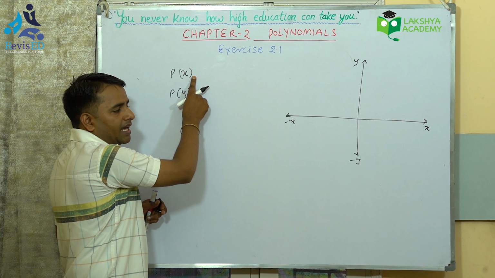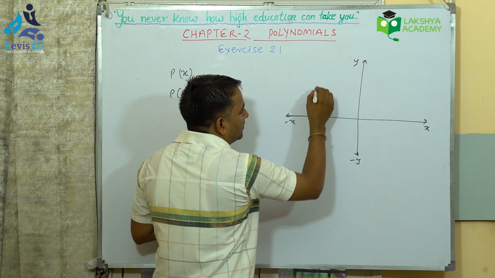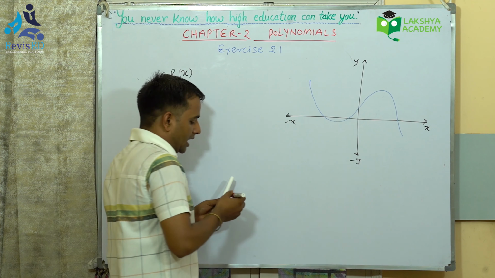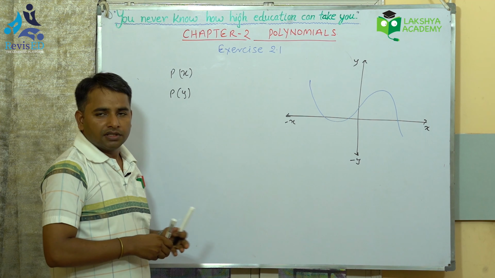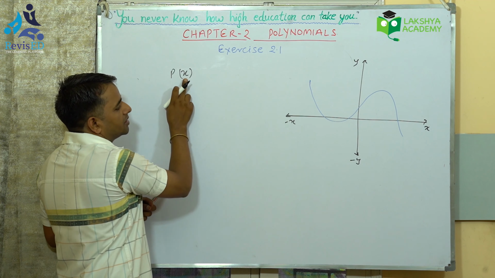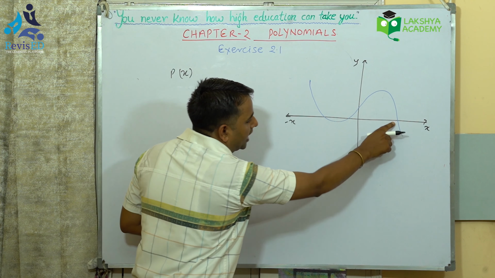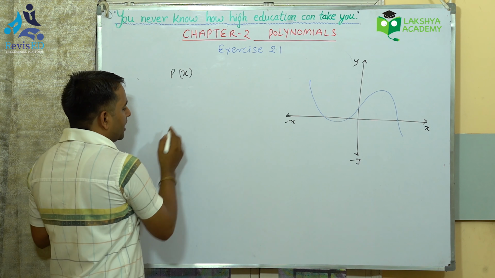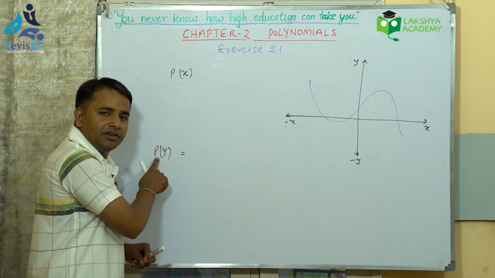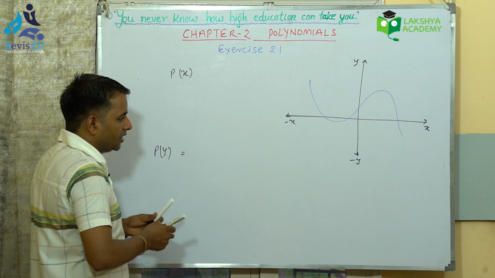If I say p(x), it means a polynomial that is intersecting the x axis. Suppose I draw a polynomial, this is the graph of any polynomial. So this is p(x). P(x) means this polynomial equation is intersecting or cutting the x axis only. If I go for p(y), this is a polynomial in variable y and the graph of that will cut or touch only the y axis.